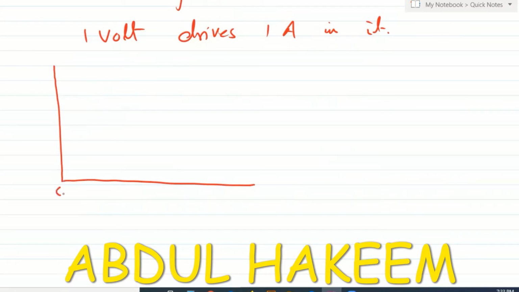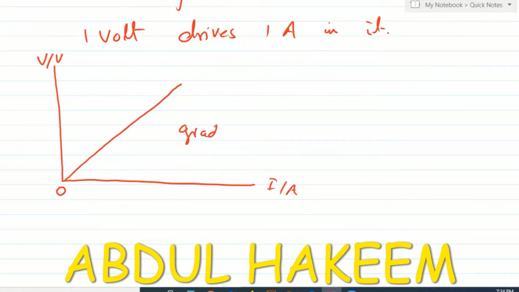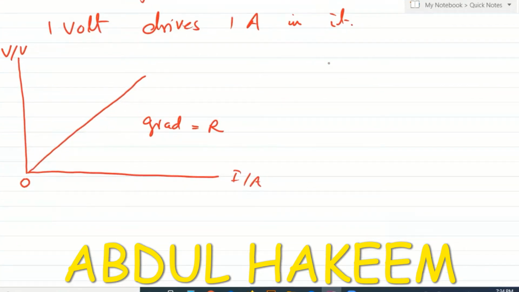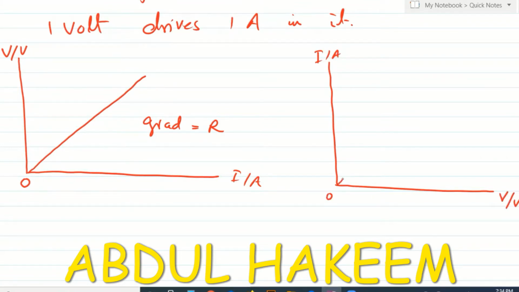Now, graphs. Voltage at the y-axis, then current at the x-axis, current in ampere. So it's a straight line passing through the origin. And the gradient of this graph is equal to resistance. This is graph number 1. Similarly, if the graph is current at the y-axis and voltage at the x-axis, again a straight line passing through the origin, but the gradient is the reciprocal of the resistance, mean 1 over resistance.